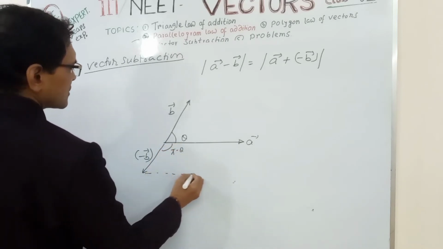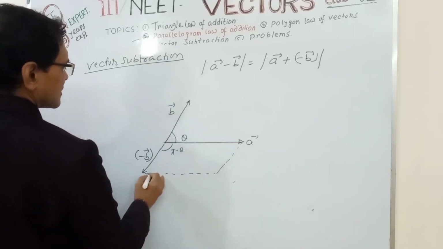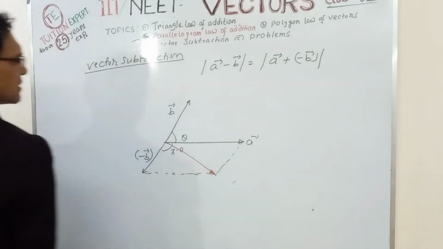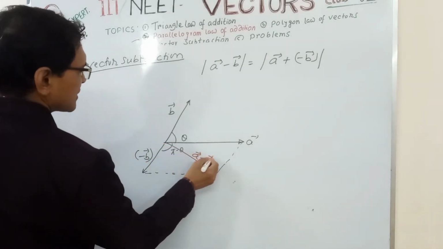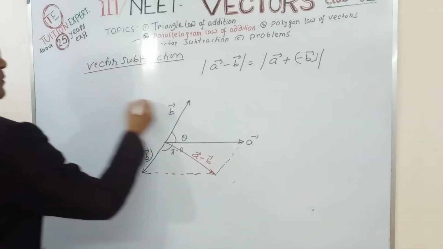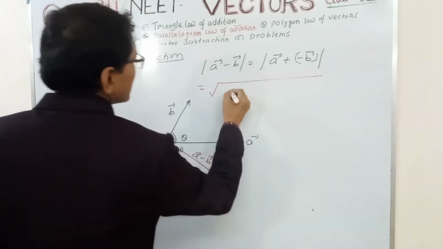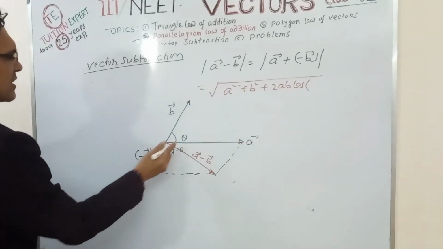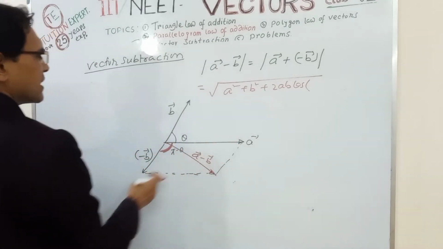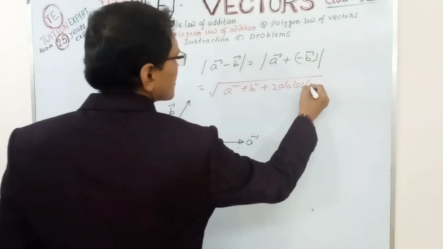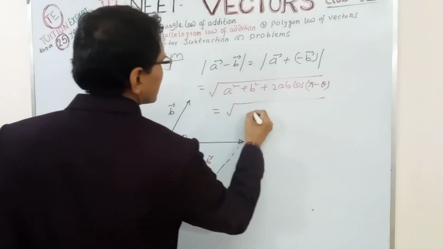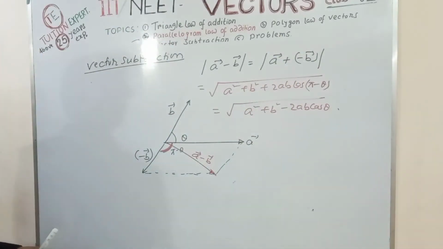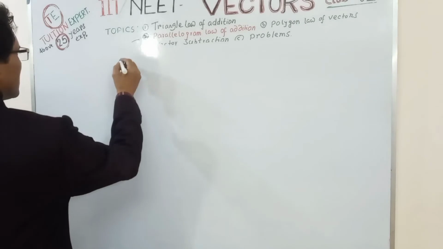Now draw the parallelogram. This is the parallelogram, and this becomes A minus B. Now for A minus B, what is the result? A square plus B square plus 2AB cos of the angle, and the angle between A and minus B will be pi minus theta. So write here pi minus theta. This is the result.